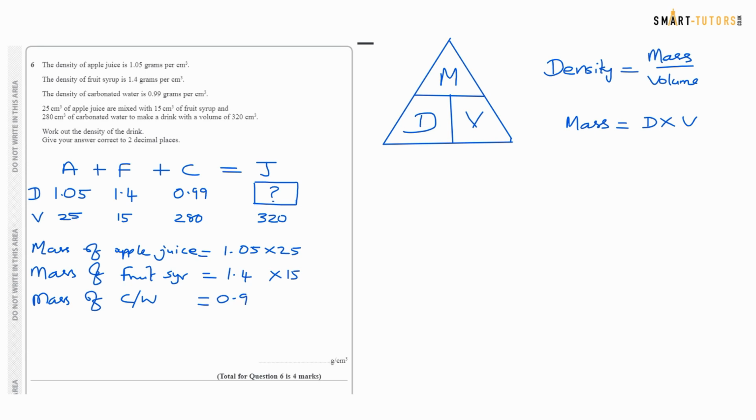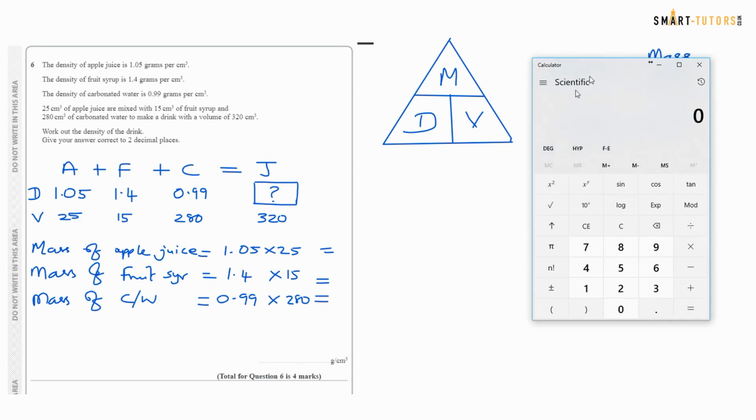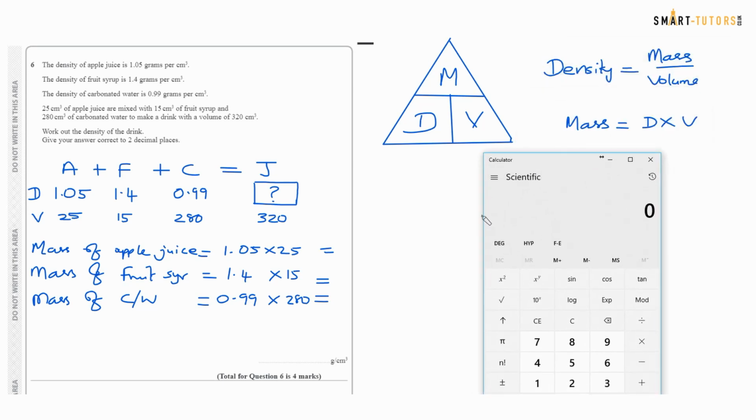So let's start this one. So 1.05 times 25 and you get 26.25, and that is grams. And the next one is 1.4 times 15 is 21 grams, and next one is 0.99 times 280, 277.2 grams.